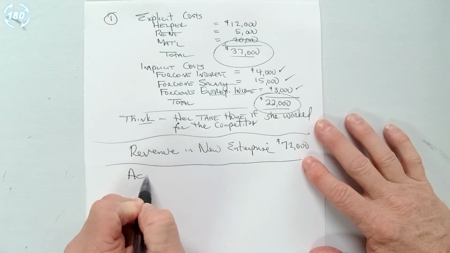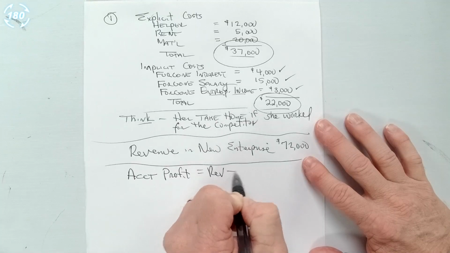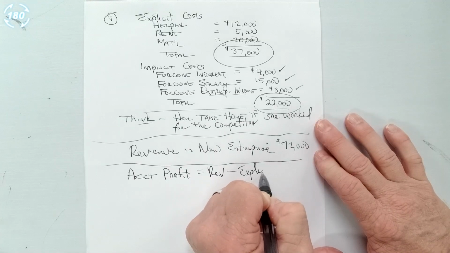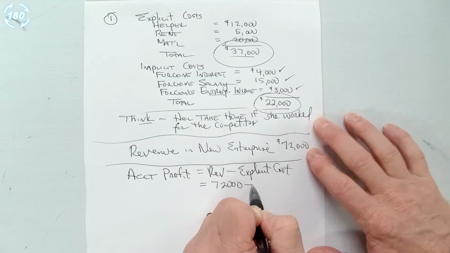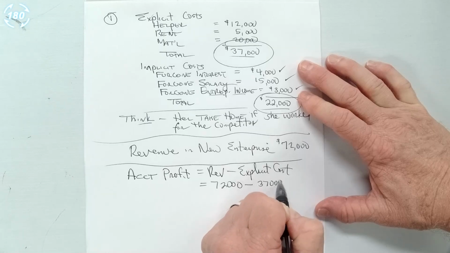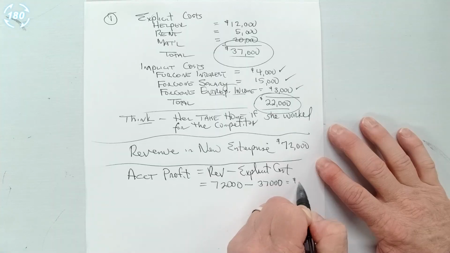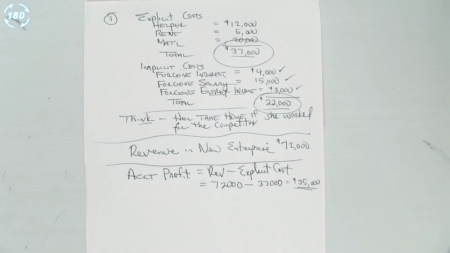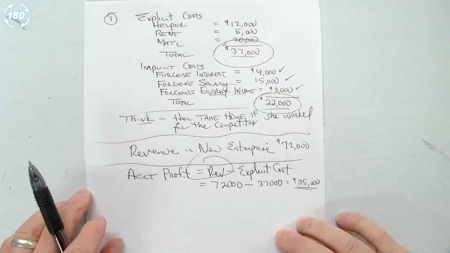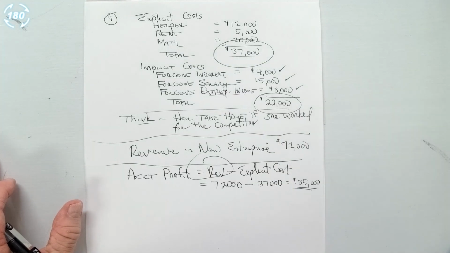You have accounting profit. Accounting profit is revenue minus explicit cost. And so what is that? That's the $72,000 minus $37,000. And what's that going to be? $35,000. So this is her accounting profit. A lot of people look at that as their profit, okay? Oh, you know, your revenue exceeded what you had to write checks for by $35,000. Can you live on that? Whatever, you might live on that.